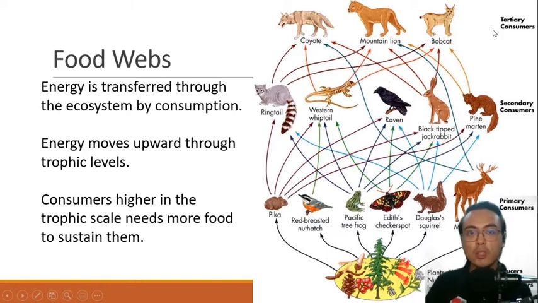And energy is expected to move upwards from the producers to the tertiary consumers. Consumers higher in the trophic scale need more food to sustain them. So that means that the tertiary consumers would need to consume more secondary consumers, and the secondary consumers need to consume more primary consumers, and the primary consumers need to consume more producers in order to keep the balance of the energy flow in the ecosystem.